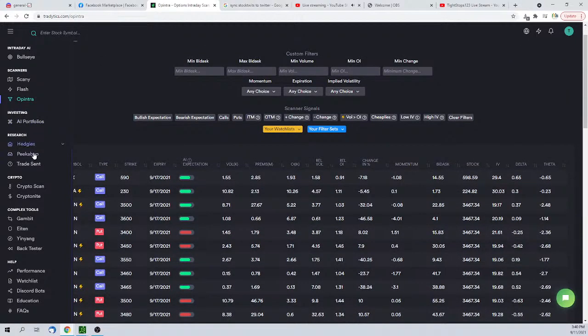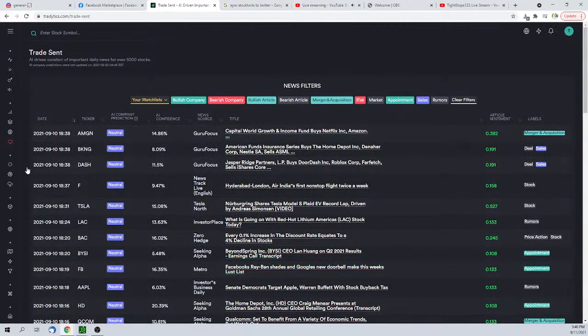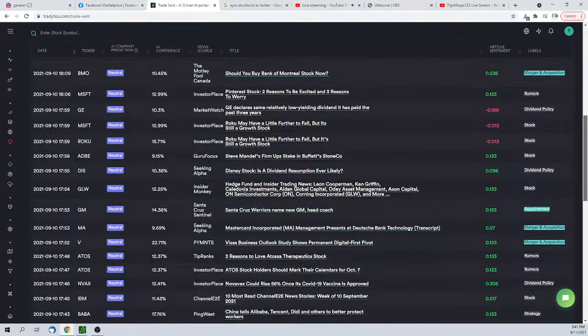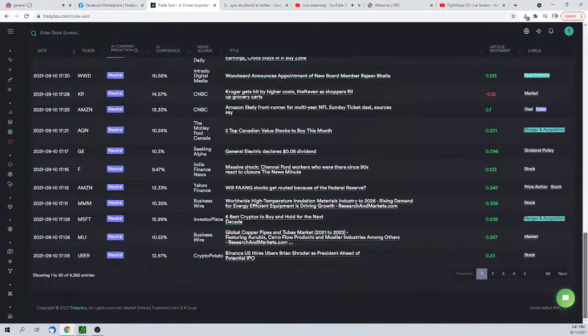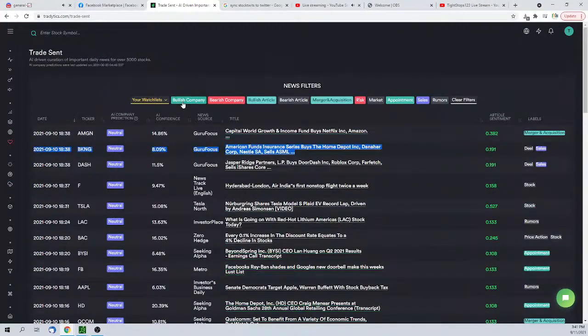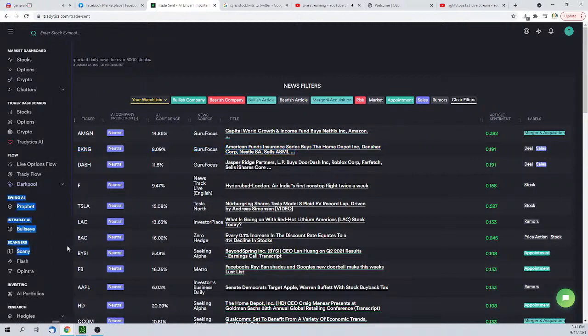You can do hedge research. I don't know what Peekaboo is. TradeScent, Amgen. So this is a news filter. AI-driven curation of important daily news for over 5,000 stocks. These are articles, and he tries to rate them. So this is just a neutral reading, and everything's neutral so far that day. If there's a buy signal, it'll say bullish or bearish. And what else?